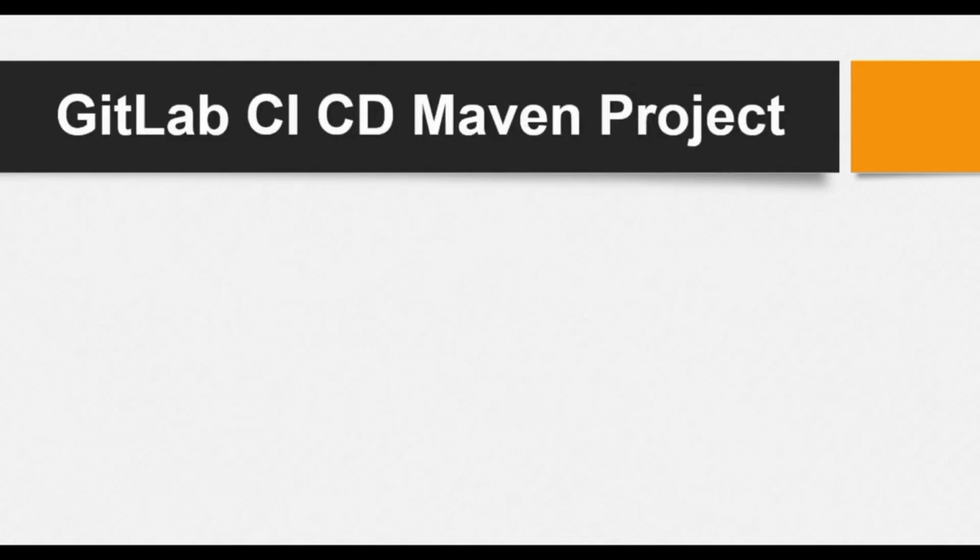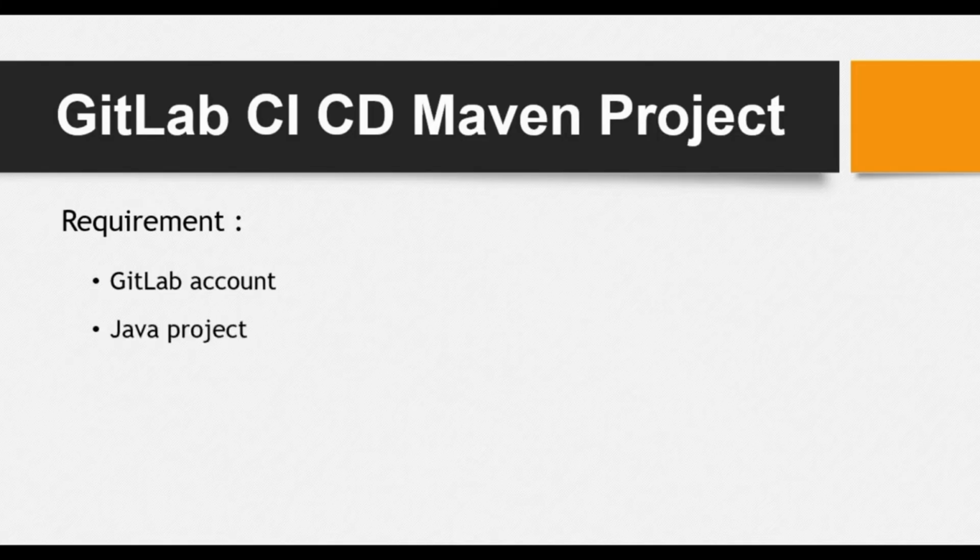So in this tutorial we are going to learn about GitLab CI/CD for a Maven project. So what we will need as a requirement for this project, if you're new to CI/CD for a Maven project, you need to have a GitLab account. If you don't know how to create one, please check my previous tutorial. And you'll also need a Java project which will be built using Maven.